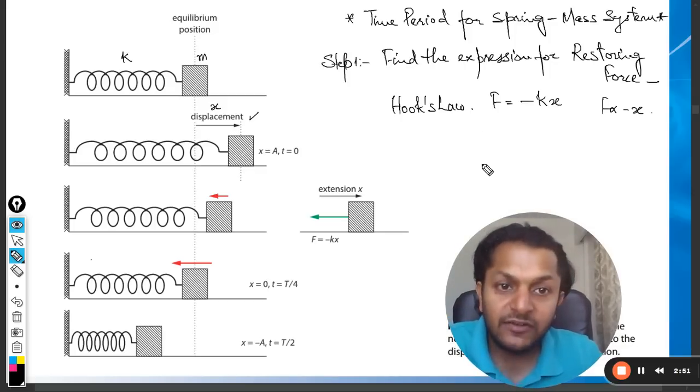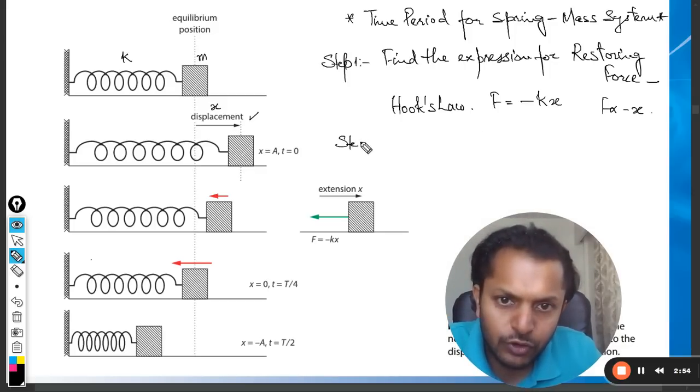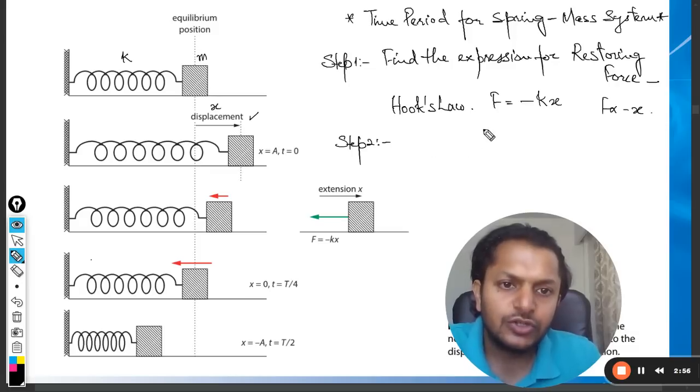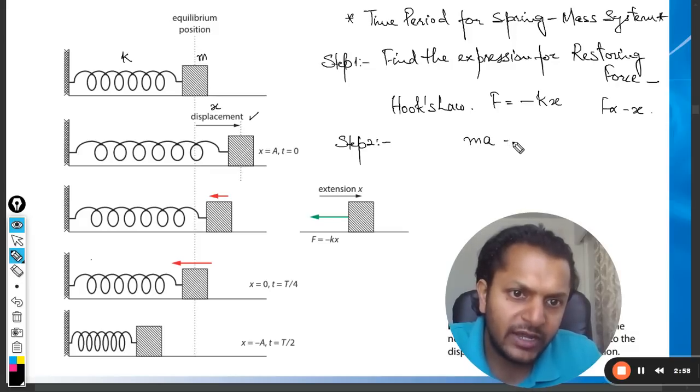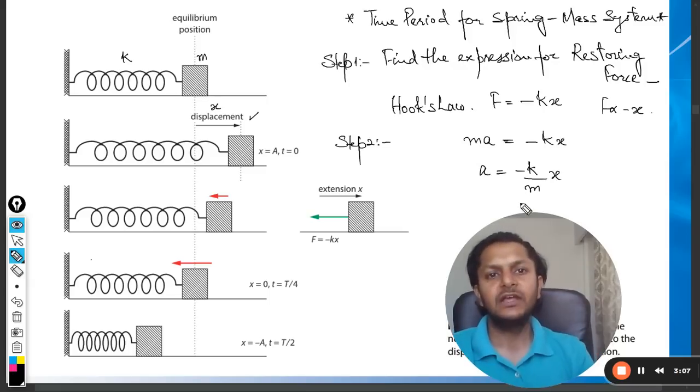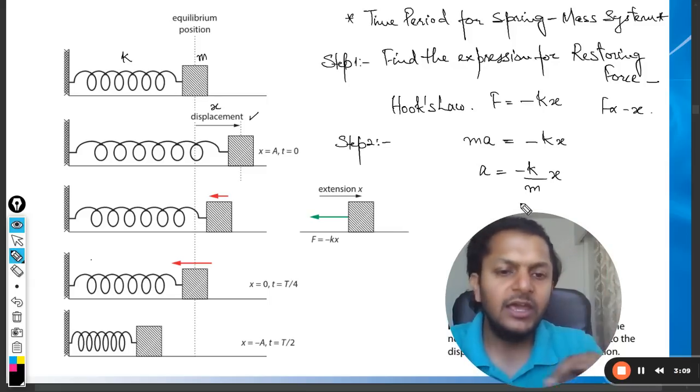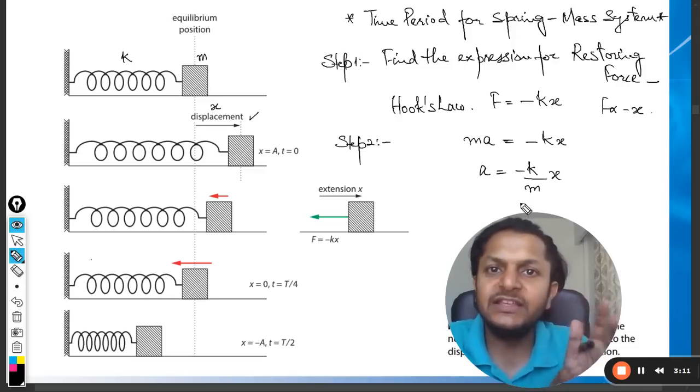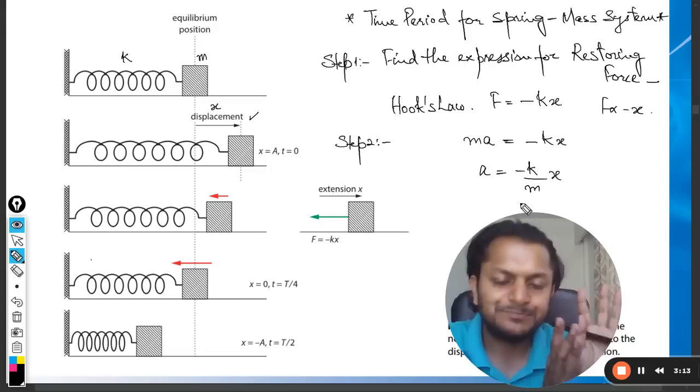Having said that, step two is we want to find the acceleration. F can be written as m into a, the inertial force. It is minus kx. Accordingly, we can find the expression for a, which is this. This is what you have to do every time: find the acceleration in terms of x.